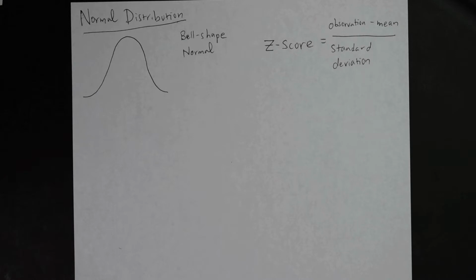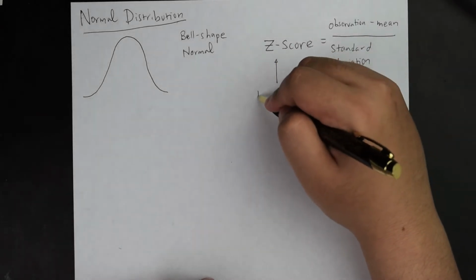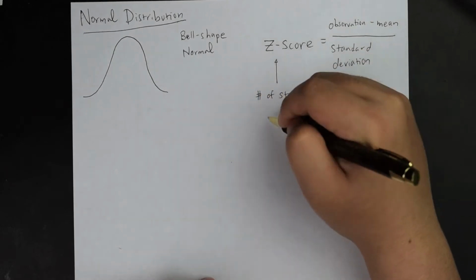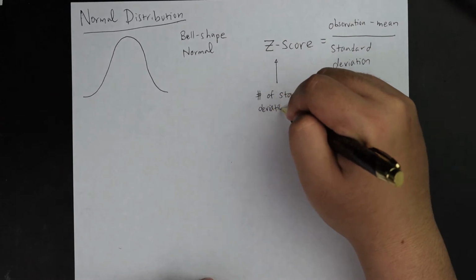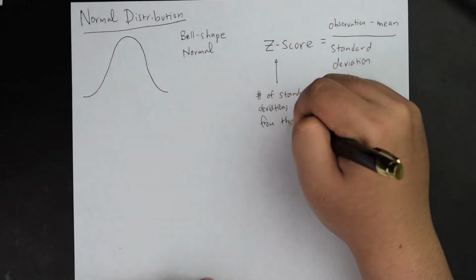And the purpose of a z-score is to prove whether or not a certain percentile exists within a range, okay? And so when we discuss z-score, the definition of a z-score is the number of standard deviations away from the mean, okay?